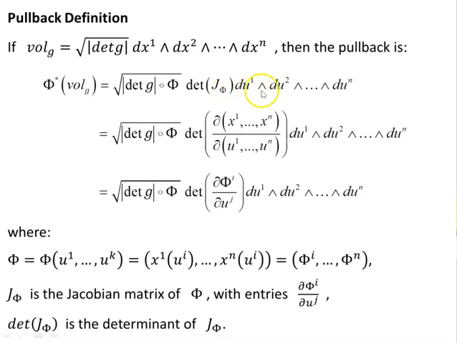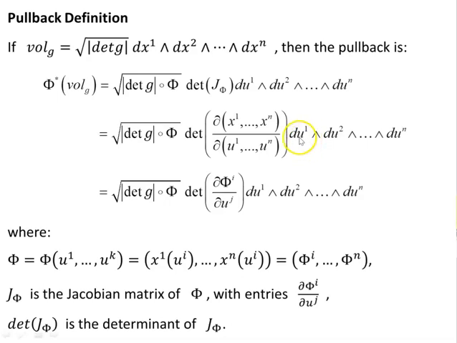Because it's a coordinate transformation from the x coordinates to the u coordinates, we need the determinant of the Jacobian here. So that must be included in the pullback. Another way of writing that is just this. Well, that's the same thing: the determinant of this object here, another way of representing the Jacobian.